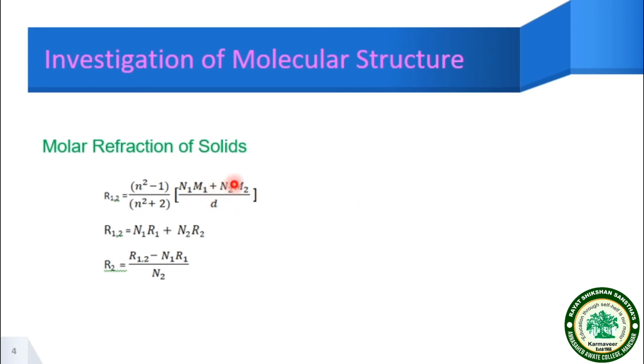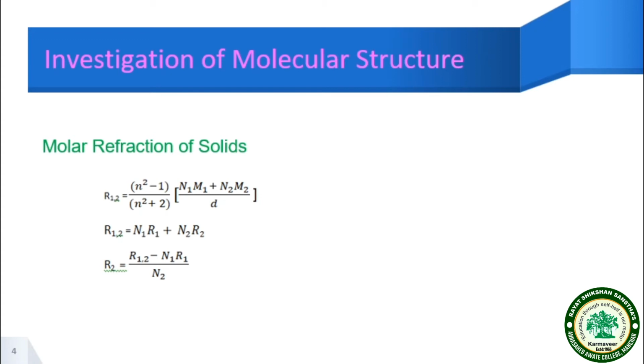M1 and M2 are known. Density of the solution can be experimentally measured. The refractive index of the solution can be experimentally measured. So R12 can be experimentally measured. So R12 is known, N1 is known, R1 is known, N2 is known. So R2 can be evaluated. In this way, the molar refraction of solids can be evaluated by selecting a suitable solvent. This is the one method that we consider.